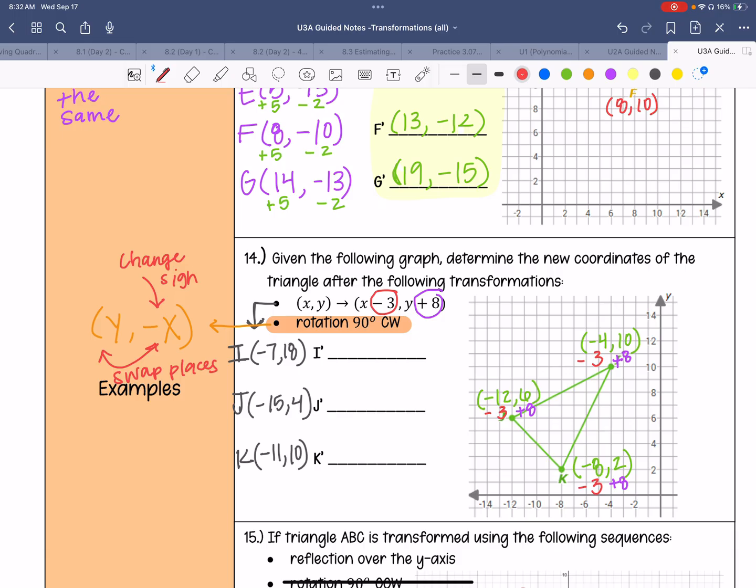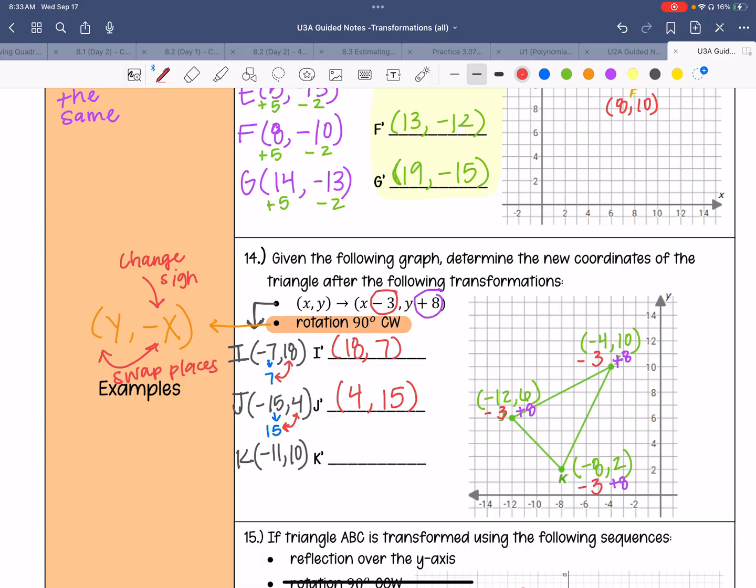So the first thing I want to do is change the sign of my x. So this negative 7 is going to become a positive 7, and then it needs to switch places with the y coordinate. So when I do that, I end up with 18 as the first named coordinate, which is my x coordinate, and 7 as my y. Same thing for j. We want to change the sign of x, so that negative 15 is going to become a positive 15. And then it needs to swap places with the y coordinate. So our next j is going to be 4, 15.